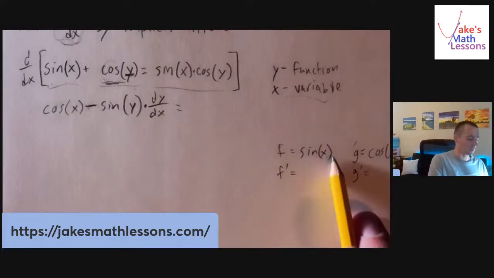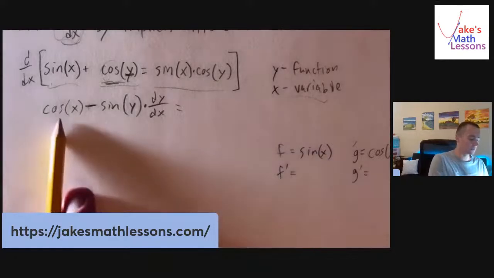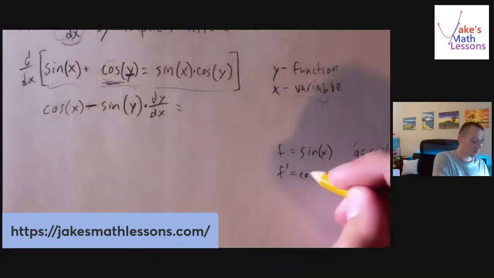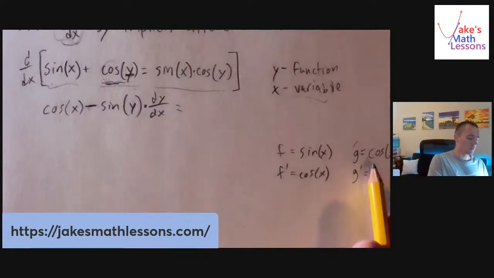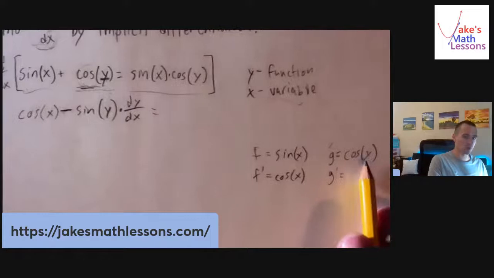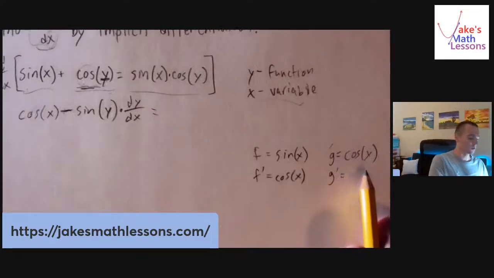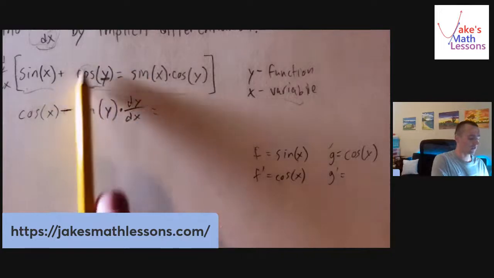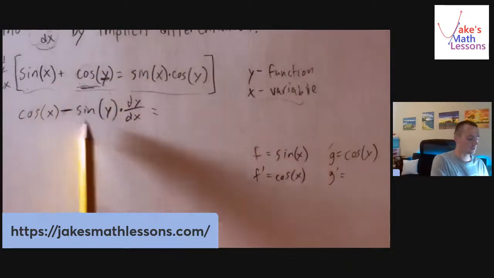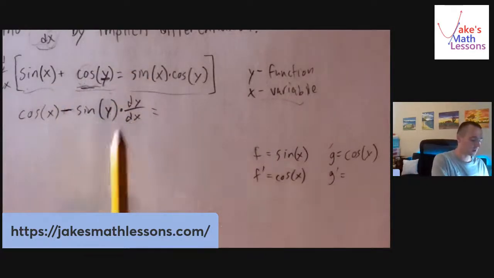So the derivative of sine x, just like we found over here, is just going to be cosine of x. When you only have your variable, there's nothing weird you need to worry about. But then to find the derivative of cosine y, again, we're doing the derivative of cosine y with respect to x. So we actually already found that right here. Remember, the derivative of cosine y with respect to x is going to be negative sine of y times dy dx.